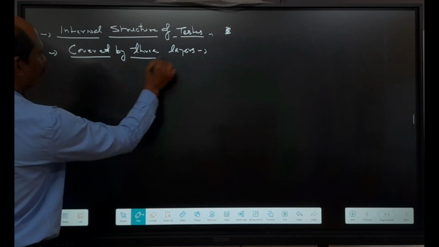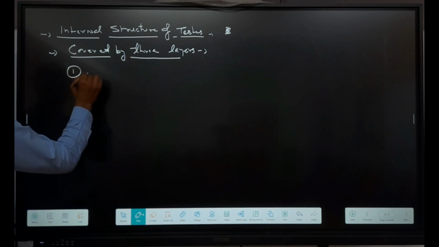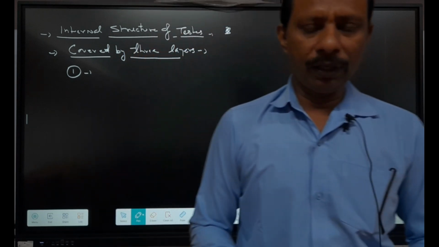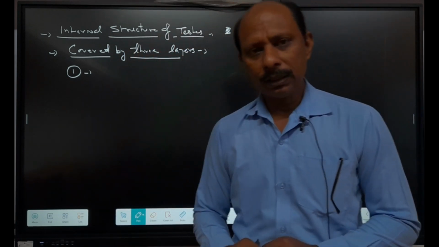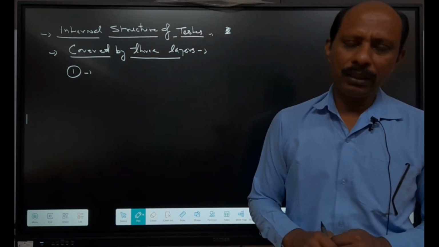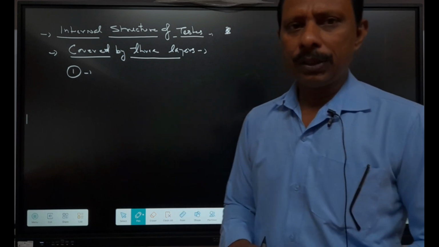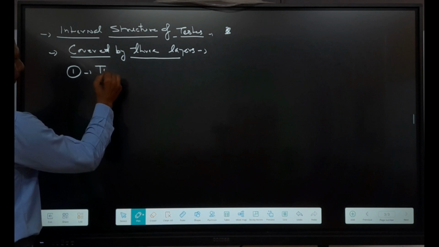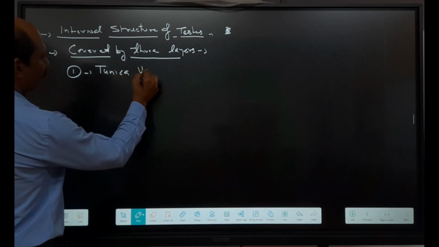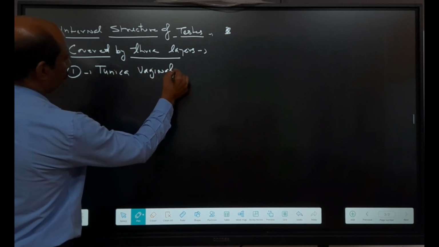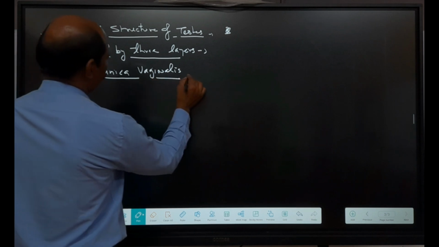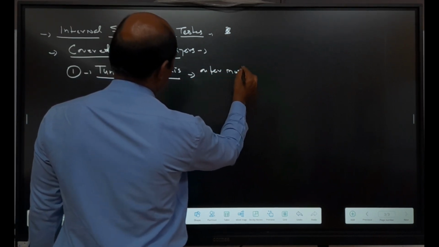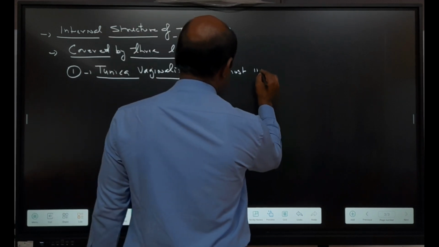So these 3 layers are coverings. First, outermost is called tunica. Tunica means covering, right? The tunica vaginalis, second one is tunica albuginea, and third one is our tunica vasculosa. So here first one is tunica vaginalis, right? This is the outermost covering, incomplete.